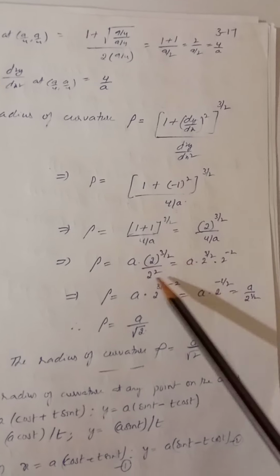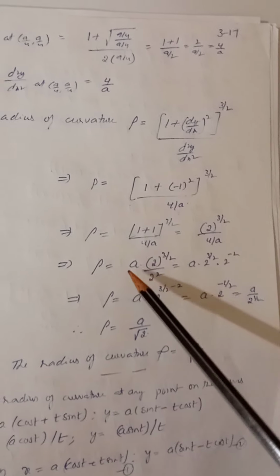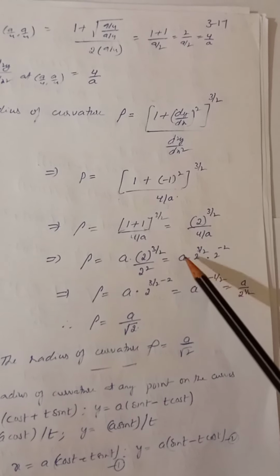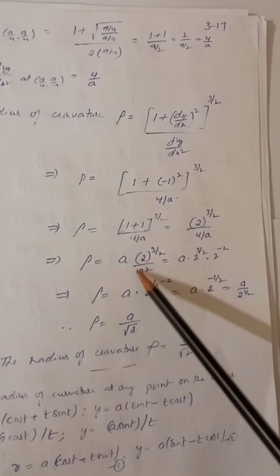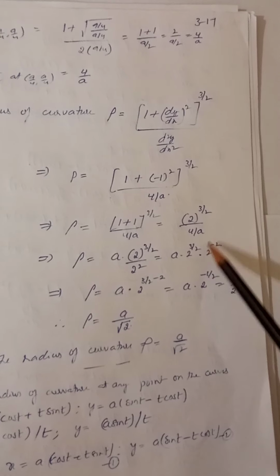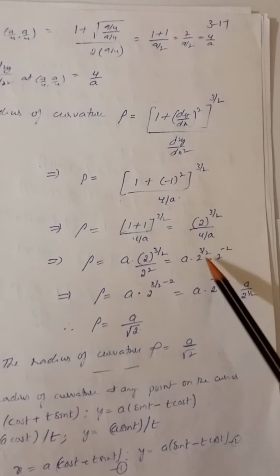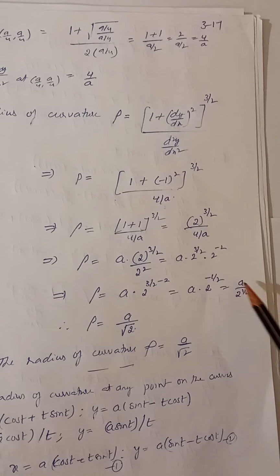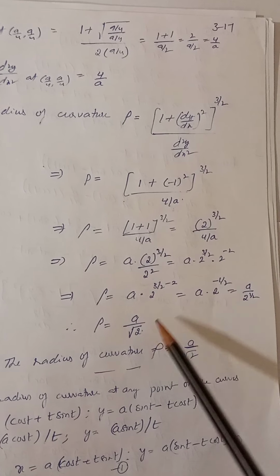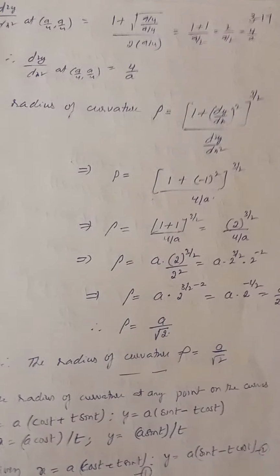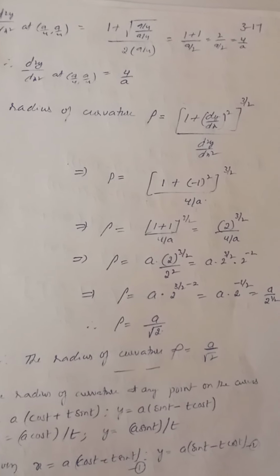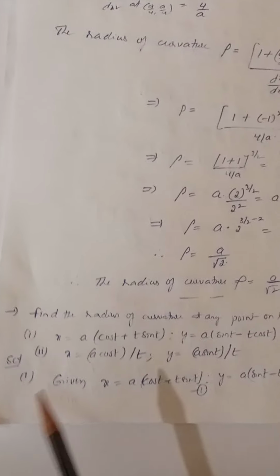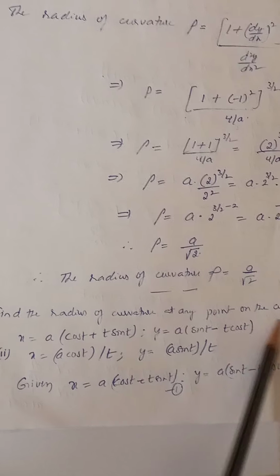Now after simplifying, ρ is equal to a into 2^(3/2) by 4, we are writing 4 as 2², that is equal to a into 2^(3/2) by 2². We are transposing 2² to the numerator, it becomes 2^(−2). Again after simplifying, we are getting a into 2^(−1/2), right, by taking LCM. Now therefore ρ is equal to a/√2. What is ρ? The radius of curvature at the point (a/4, a/4) is equal to a/√2.